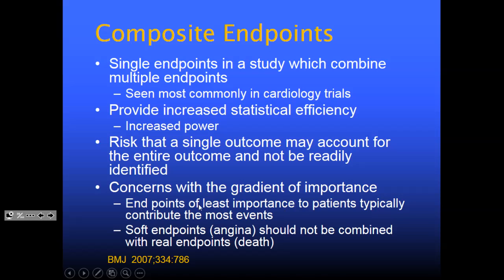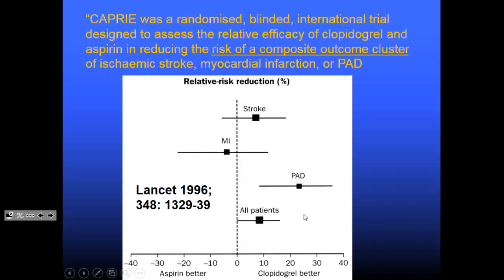So you can see, I call it the gradient of importance. Endpoints of least importance to patients typically contribute the most benefit in that example. Soft endpoints should not be combined with real endpoints. You're better off reporting these three individually. But the problem is, this doesn't sound as sexy. It reduces peripheral arterial disease. It sounds sexier that it reduces the risk of a composite outcome cluster of ischemic stroke, myocardial infarction, or peripheral arterial disease.